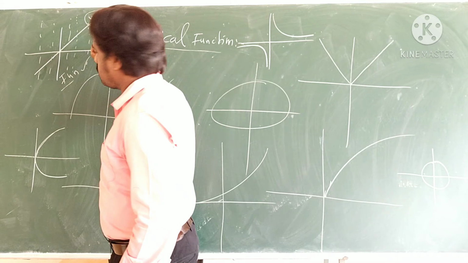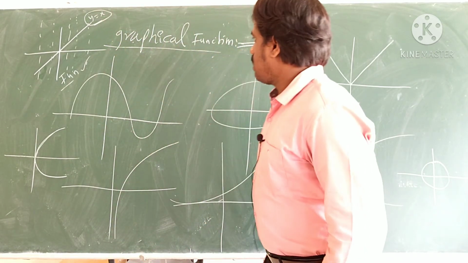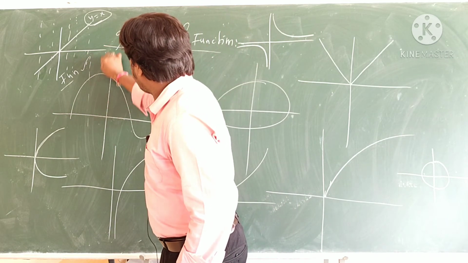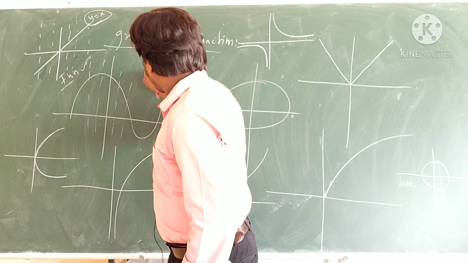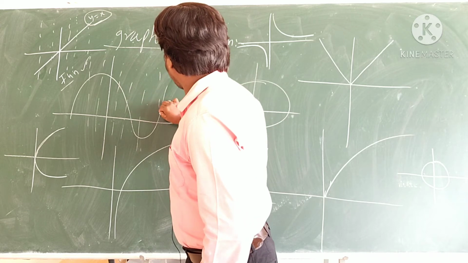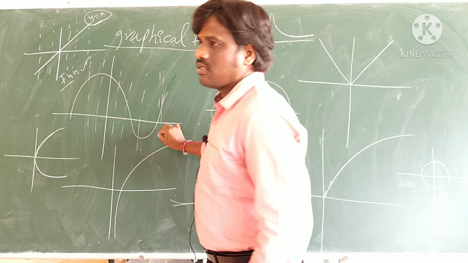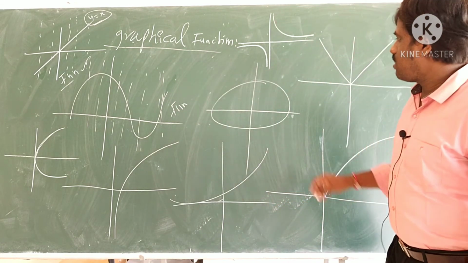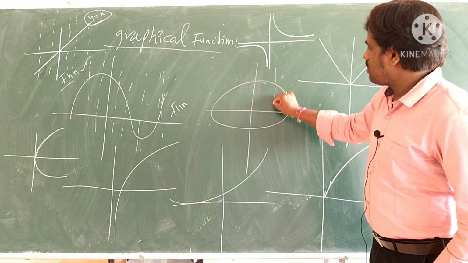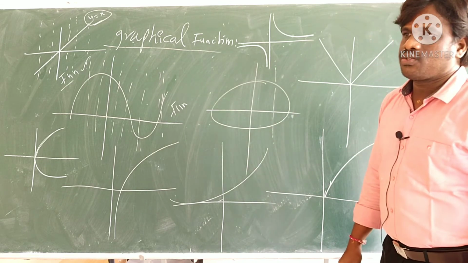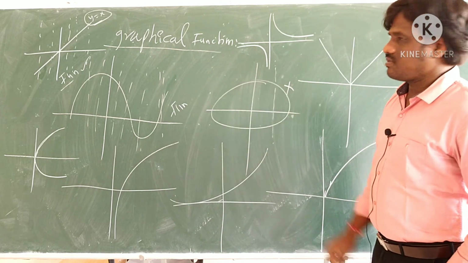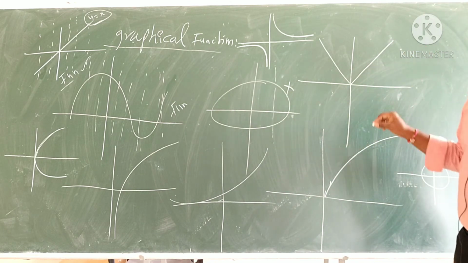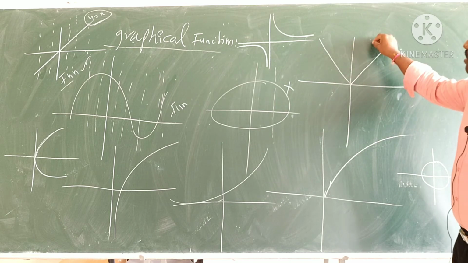Okay, so this is called a function. Now this one, you see here, you can draw anywhere, it will cut at only one point. So this is also a function. Now if I draw a line here, how many places is it cutting? Two places. So it is not a function, right? This one is a modulus function.